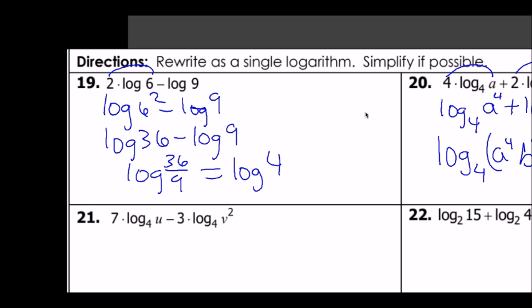Okay, so again, the 7 is going to go back up. When I move this 3, do not take the negative with it. The 3 is separate from that. What do I do with the 3 and the 2 that's already up there? Multiply them, right? Because if I were to move the 2 back down in front, I'd multiply them. Same thing if I move it back up. So log base 4 of u to the 7 minus log base 4 of v to the 6.